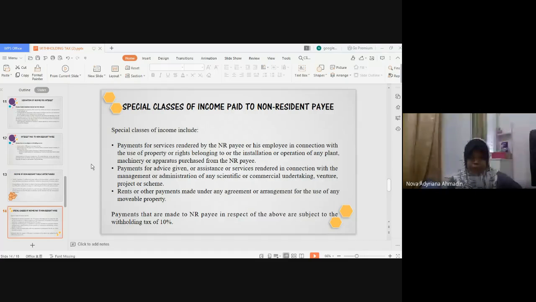The next one is rent or other payment made under any agreement or arrangement for the use of any movable property. This is limited to lease rental for use of movable property such as boats, motor vehicles, aircraft, oil rigs, and other plants and machinery. Payment made to a non-resident payee in respect of the above is subject to withholding tax of 10%.